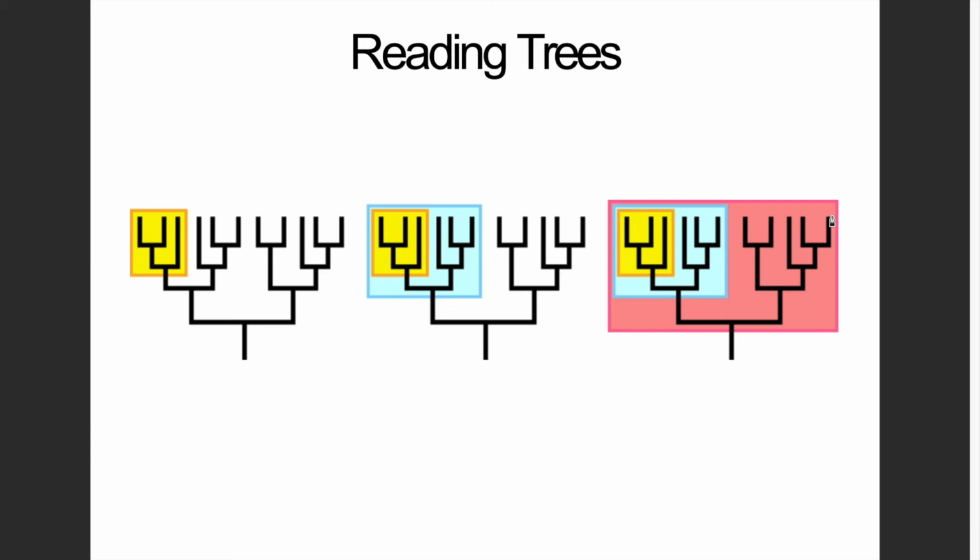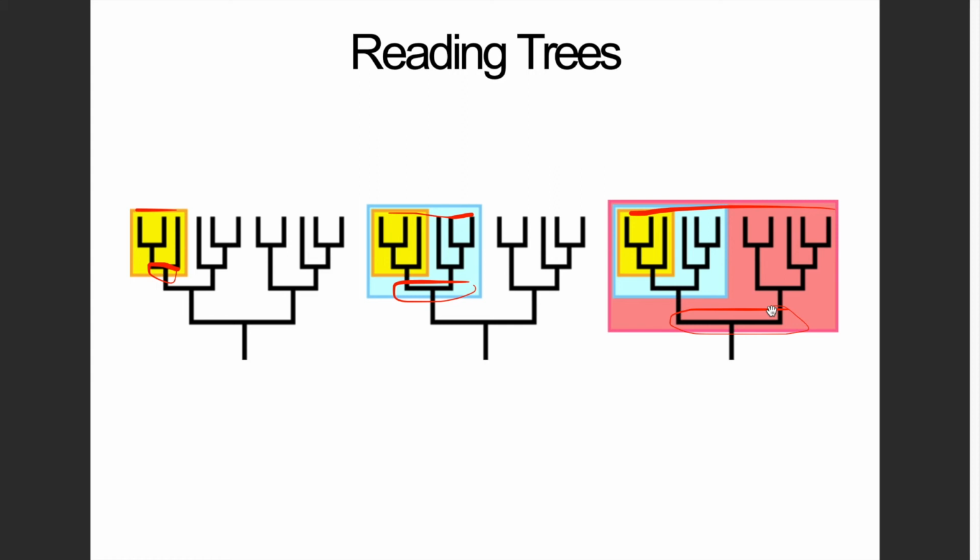Because it is a grouping that contains all the extant members, the living members of the group, and also contains all the common ancestors, maybe recent or not so recent, of the entire group. Okay, so that's the thing to practice here.